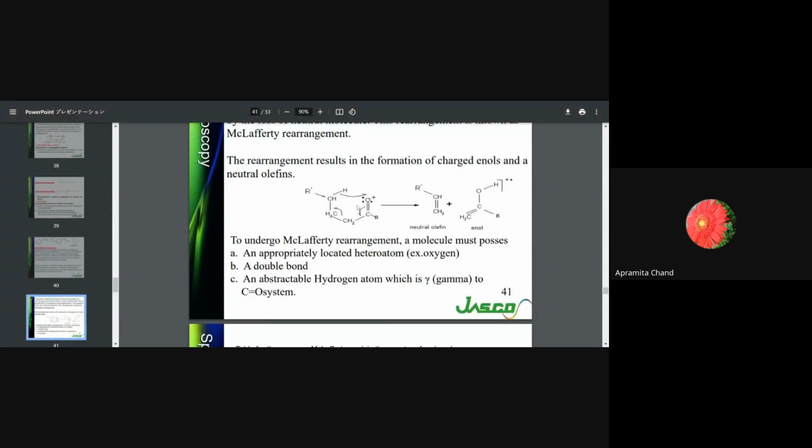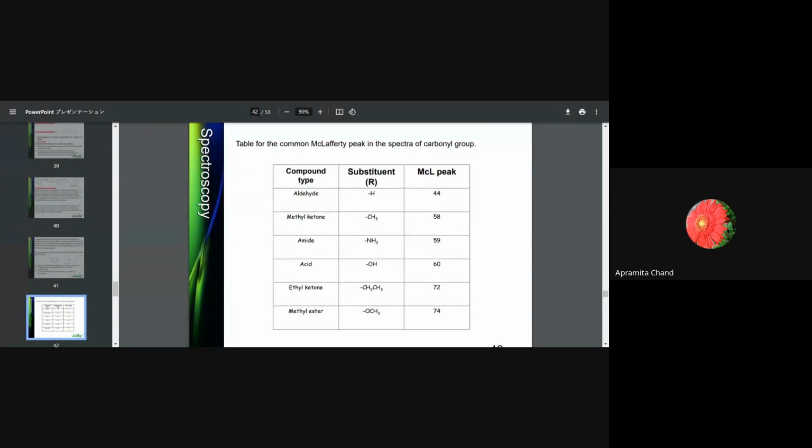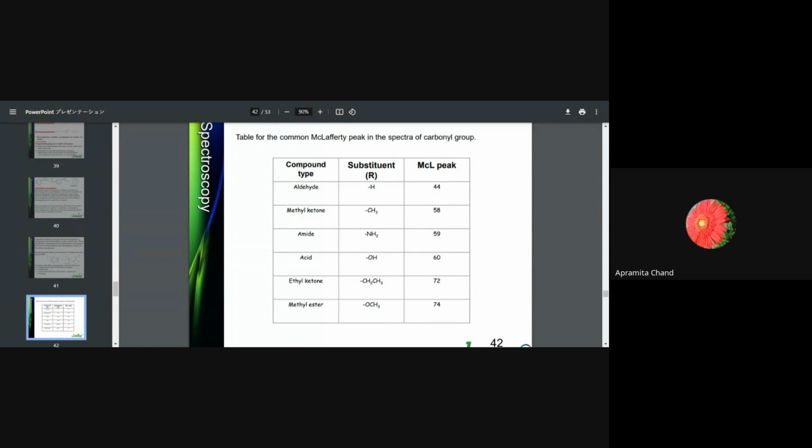Because this hydrogen atom is abstracted by the carbonyl oxygen, उसका structure ही ऐसे हो सकता है कि it will undergo the rearrangement very easily. So common McLafferty peaks, you should be well versed in how and what kind of McLafferty peaks can happen in carbonyl groups.